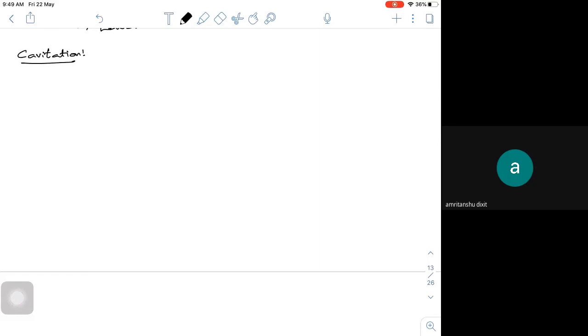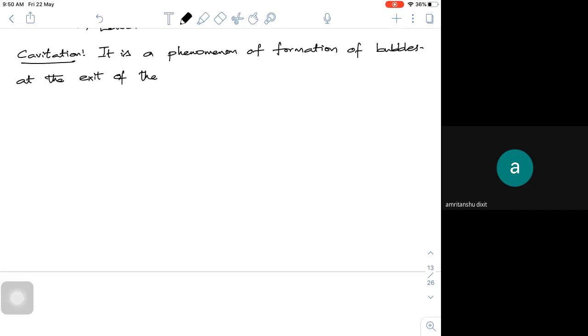Okay, let me write it. It is a phenomena of formation of bubbles at the exit of the turbine. Why is it? Because at the turbine exit, the pressure will be below your atmospheric.